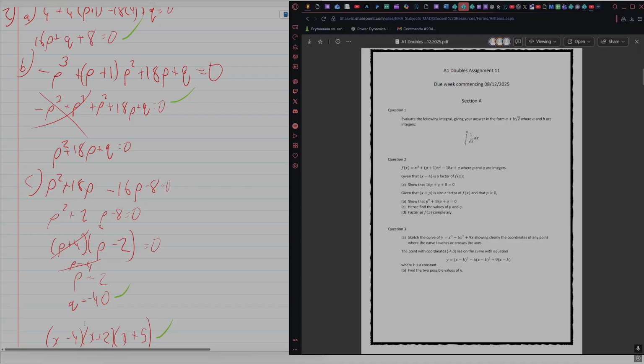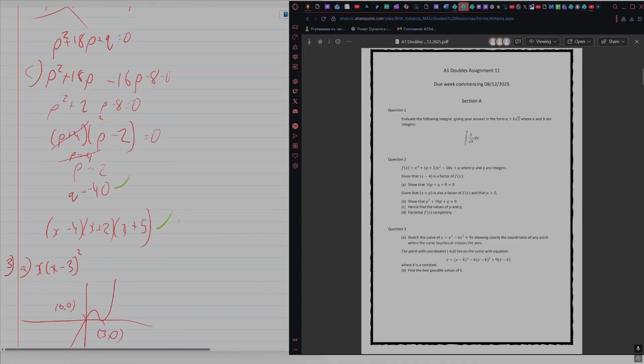And next you have the fully factorized form. You don't have to do any division because you can see that the final term is minus 40. So to go from minus 8 to minus 40, you just multiply by 5. And that will be your answer.